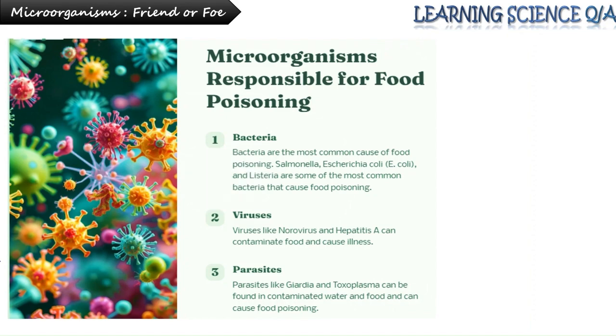There are certain microorganisms which are responsible for causing food poisoning. Bacteria are among the first. Salmonella, Escherichia coli, and Listeria are some of the most common bacteria causing food poisoning. Viruses like norovirus and hepatitis A can also contaminate food and cause illness. Similarly, parasites like Giardia and Toxoplasma can also be found in contaminated water and food, and once this contaminated water and food is consumed, food poisoning can be seen.